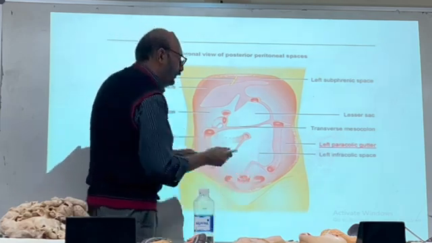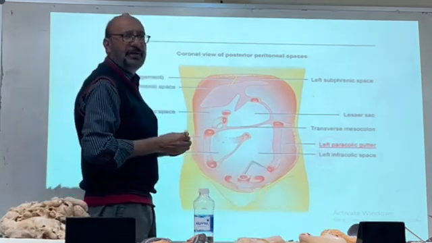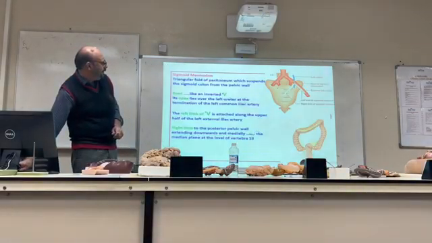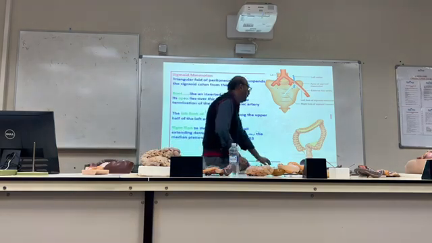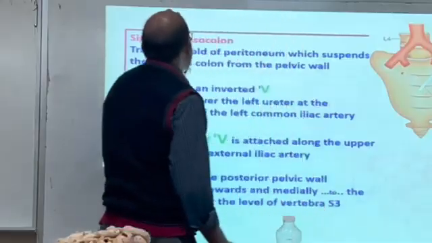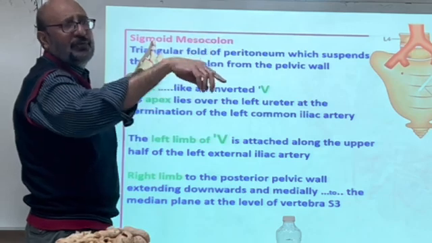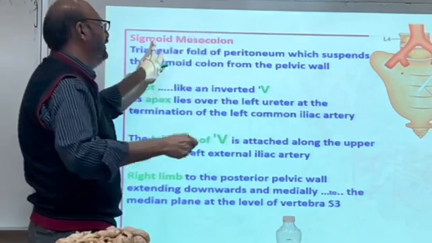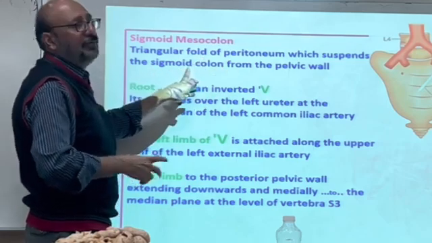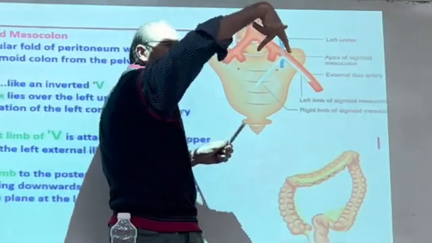Here is another mesentery. I told you, the inverted V-shaped mesentery of the transverse mesocolon. You remember? I will show you more pictures. So the sigmoid mesocolon, the mesentery of the sigmoid colon, or pelvic mesocolon, sometimes they say. I wrote in the lecture: a triangular fold of peritoneum which suspends the sigmoid colon from the pelvic wall. How is it formed, how is it attached? Here we have an inverted V-shaped structure.